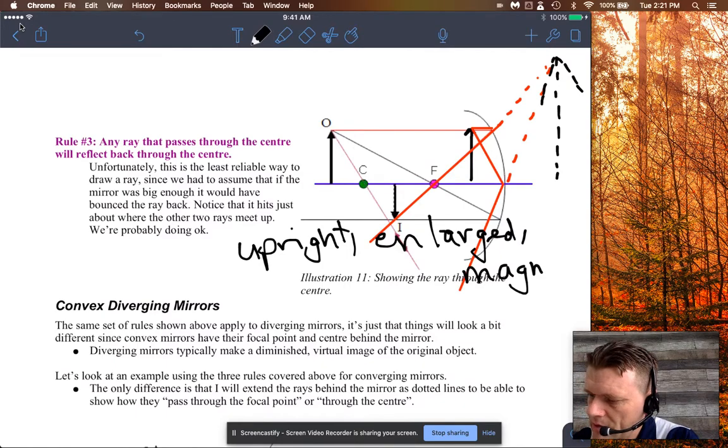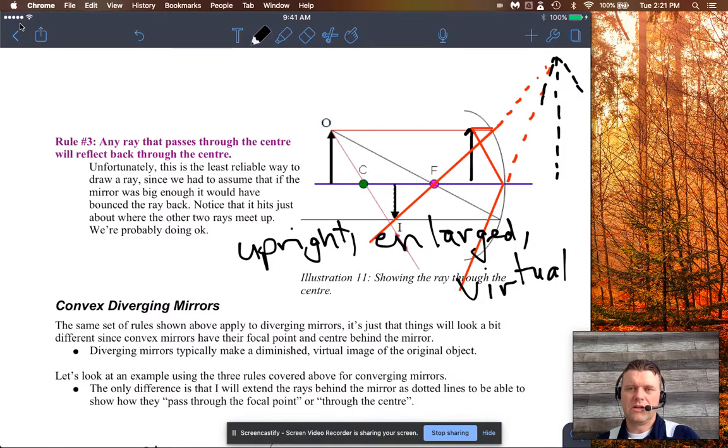Oh, wait, I already said that one. Sorry, it would be virtual. Sorry, the magnification is that it's enlarged. Okay, but it's virtual though. There's no actual object right at that point. But if you're looking at it from the other side, you see an enlarged object. So that'll hopefully make more sense if you've seen the video, but also when we start looking at some math. So you need to be able to see the different images that are produced in a converging concave mirror.